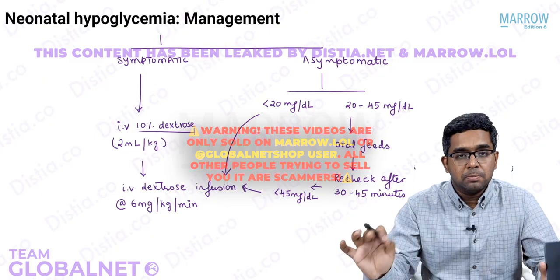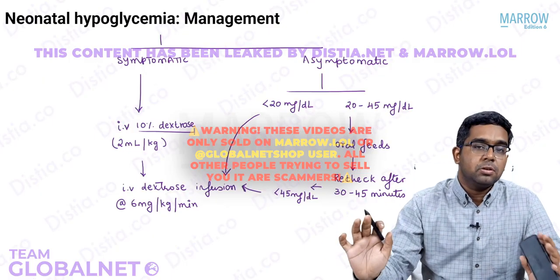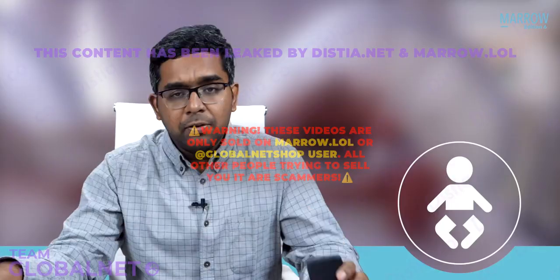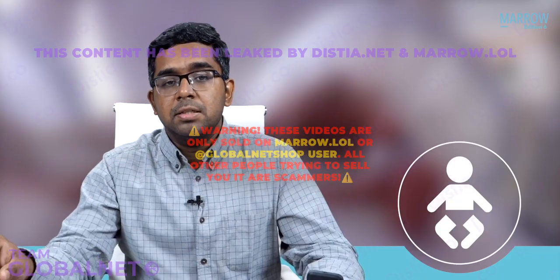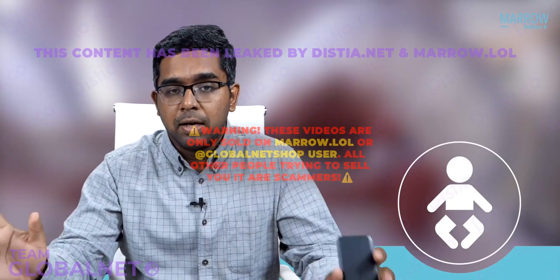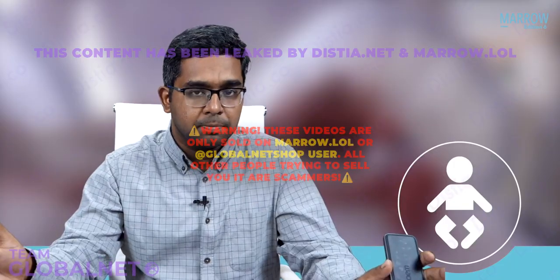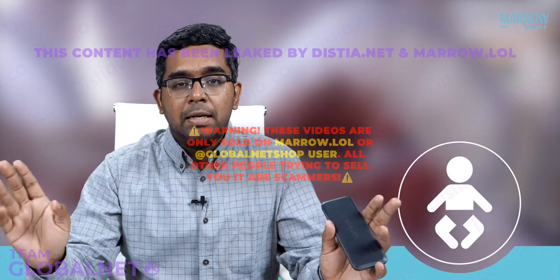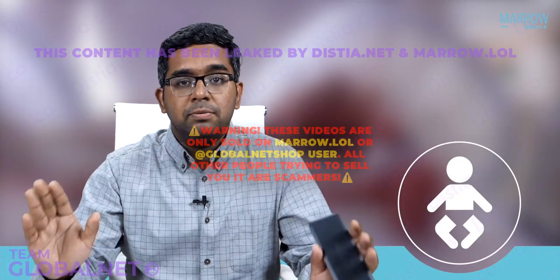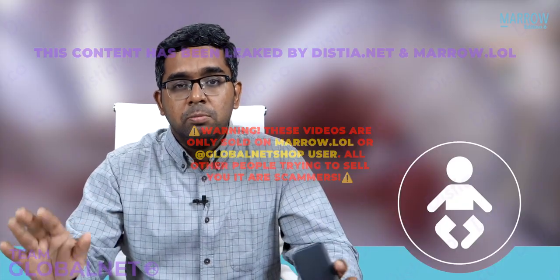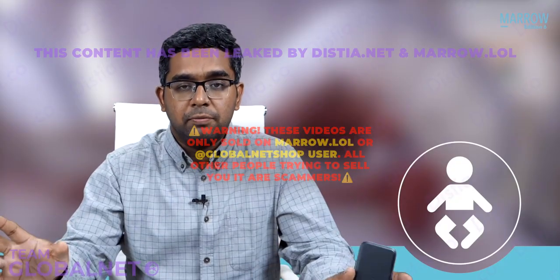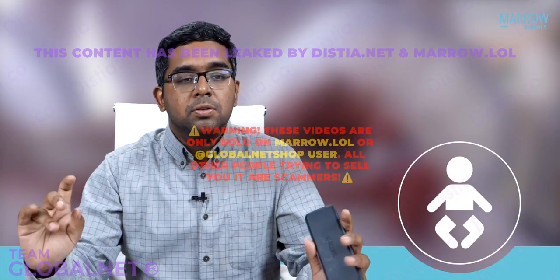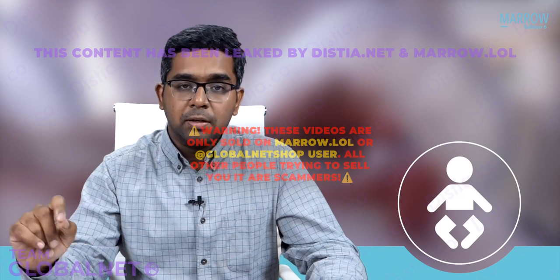Are you able to follow this? So please be very clear about the management of hypoglycemia. If it is a symptomatic hypoglycemia, it is an emergency. You have to immediately give an IV bolus of 10% dextrose. If it is asymptomatic, then decide according to the levels. Less than 20, you give an IV dextrose infusion. More than 20, you give oral feeds and then reassess. So this is about management of neonatal hypoglycemia.